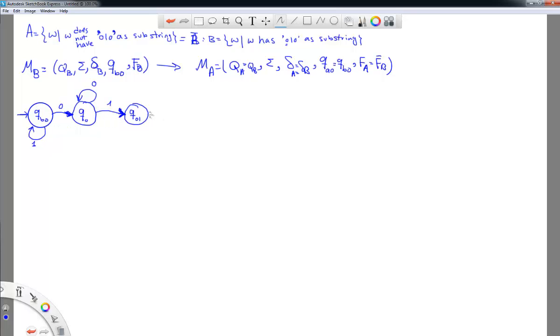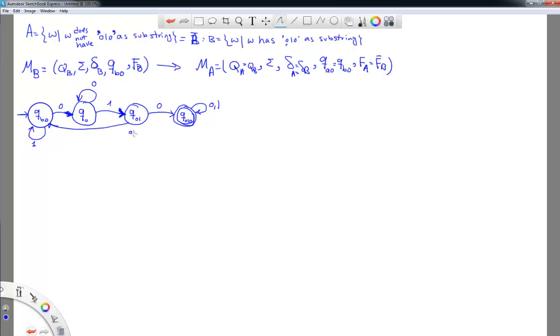And if we are here and we see a 0, then we know that we have seen all of it, Q0, 1, 0, which means that this is an accept state. And we're going to stay in here for 0 and 1. Now, if we are in Q0, 1, and then instead of seeing a 0, we see a 1, we're going to reset back.